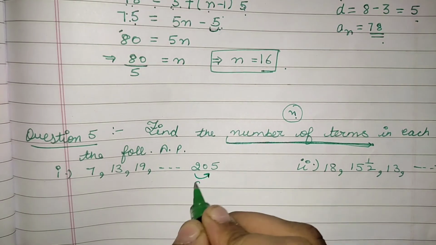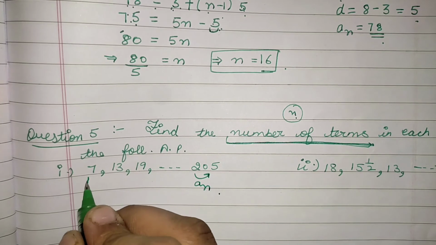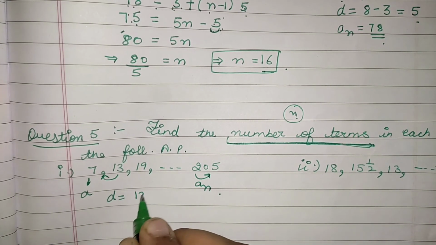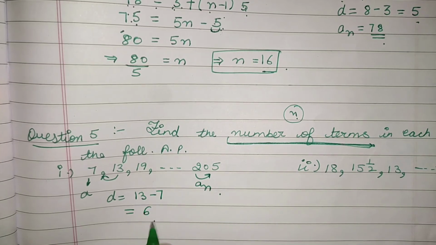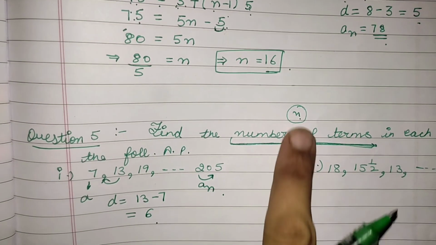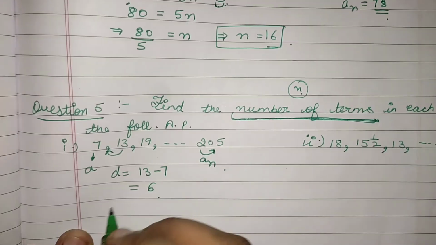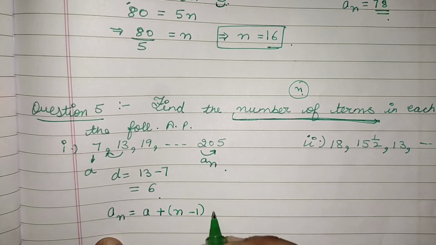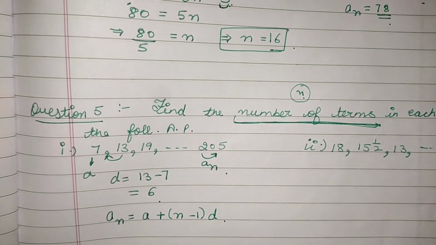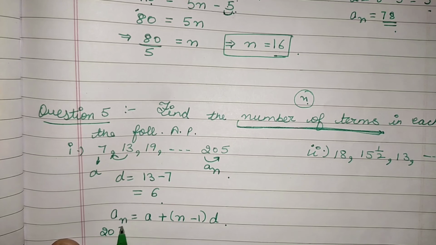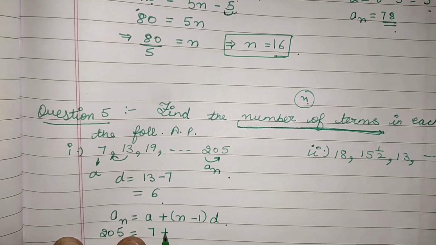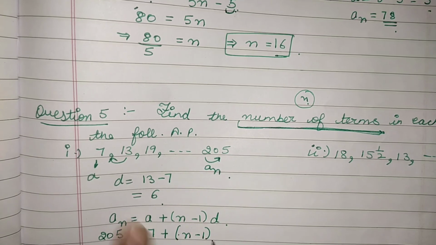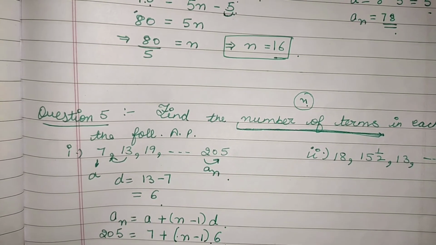Again this an is given to you. This is your a and you can find the common difference. How? 13 minus 7, which is equal to 6. So again you have to find the value of n. Which formula do you have to use? You have to use the formula an is equal to a plus n minus 1 into d. an is my 205, a is my 7 plus n, which I have to find, minus 1 into d, which is my 6.